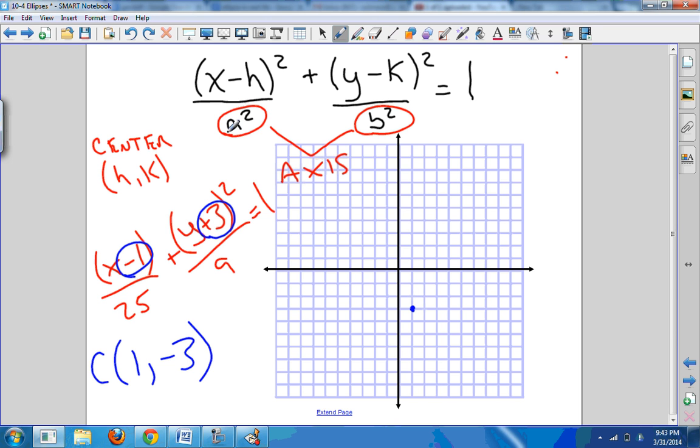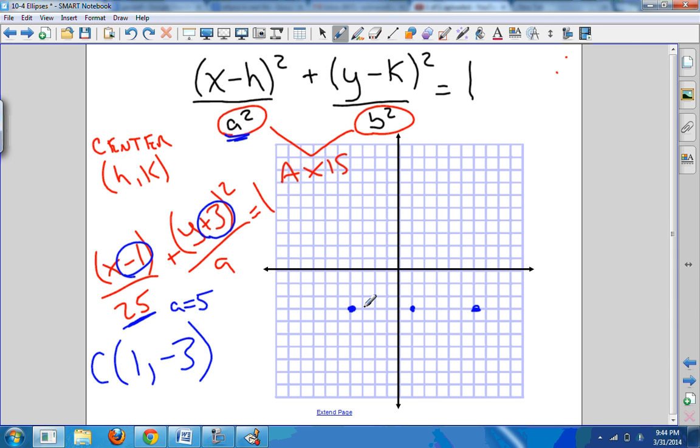Then this represents my axis that goes along with the x. So it's going to be my horizontal axis going left to right here. And the axis is going to be equal to a. So I need to take the square root of this number to get a. So in this case, a is going to be equal to 5. So I'm going to go over 1, 2, 3, 4, 5, and 1, 2, 3, 4, 5. Alright, so that is my horizontal axis.